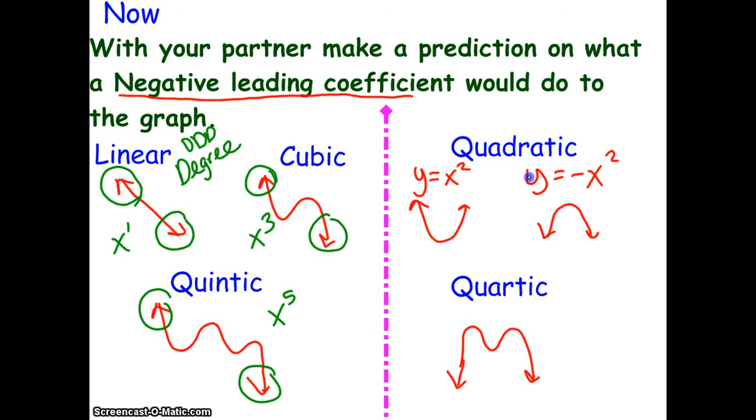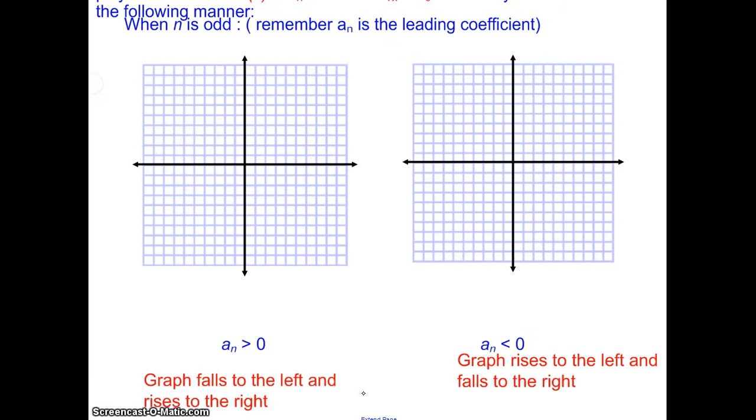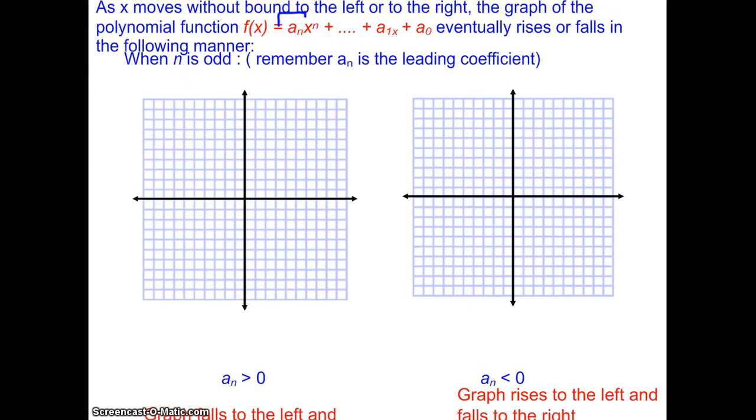What about a quadratic and a quartic? Well, they're even degree. So all the even degrees, x to the second, x to the fourth, 6, 8, 10, 12, and so forth, have the same behavior at the ends of the graph. So today we're going to focus on how they behave. Okay, let's talk about the end behavior.